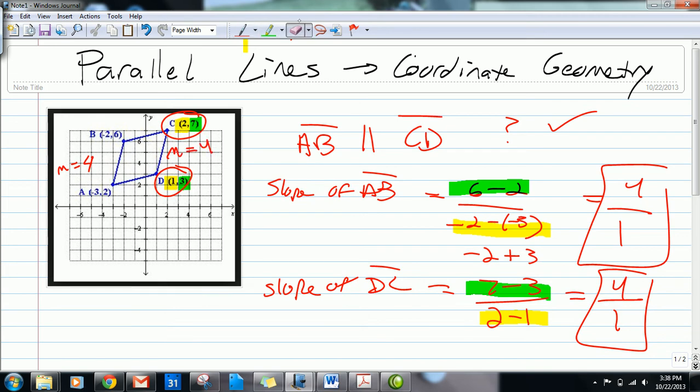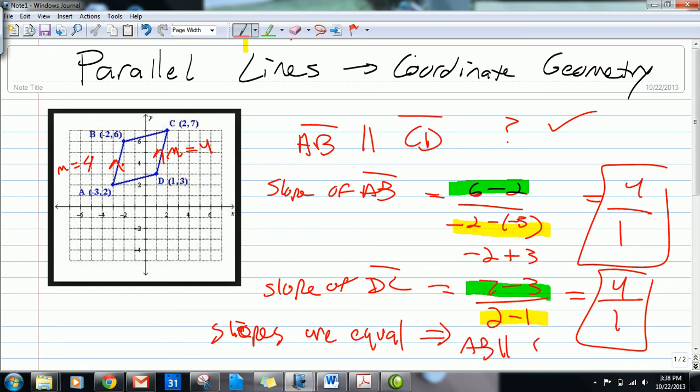Okay, and of course we can verify that by counting if we wanted to, right? From D to get to C, we're going over 1 and up 1, 2, 3, 4, right? So that's a slope of 4. So hey, wait a minute, they both have slopes of 4. Great. And so since both slopes are the same, slopes are equal, then the lines are parallel. It implies AB is in fact parallel to CD. Okay.